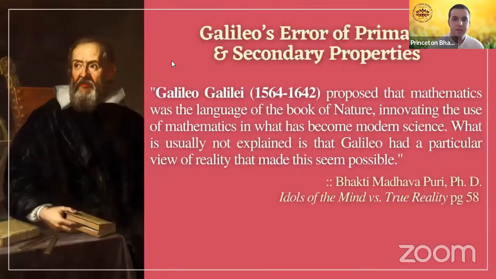So the next section of this chapter is called Galileo's Error of Primary and Secondary Properties. Galilei, from 1564 to 1642 is when Galileo was alive. He proposed that mathematics was the language of the book of nature, innovating the use of mathematics in what has become modern science. What is usually not explained is that Galileo had a particular view of reality that made this seem possible.